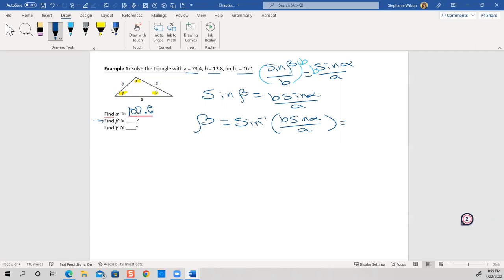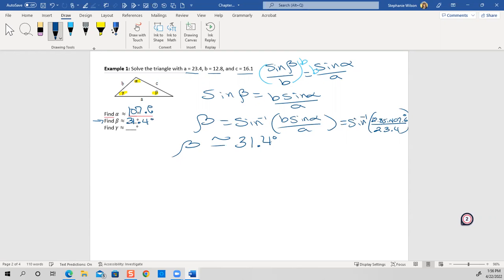And now I'm just going to plug in what I know. Sine inverse, b is 12.8, sine of alpha, 107.6 degrees for alpha, divided by a, which is 23.4. All right, type it in my calculator and round to the nearest tenth. I got 31.4 degrees. So that's beta.